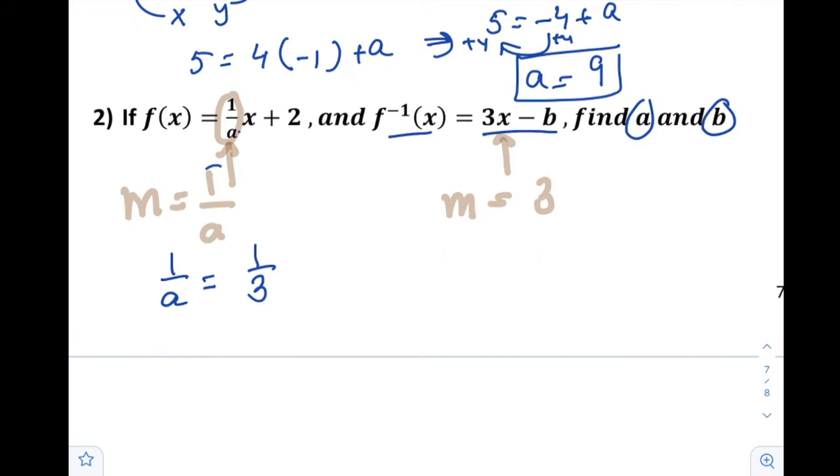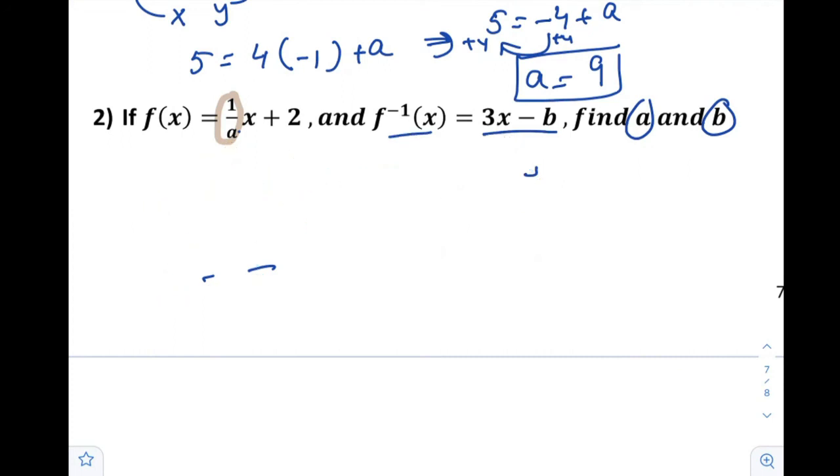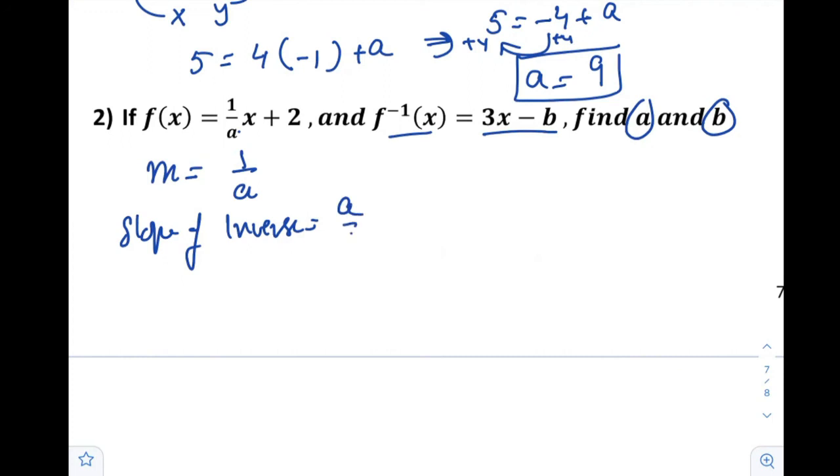Here the slope is 1 over a. For the inverse, it will be a over 1, right? You can do it this way. So my a over 1 is equal to 3. So my a is 3. Again, I will rewrite it in a better way. Let's do it in a good way now. The slope of the function is 1 over a. The slope of the inverse accordingly is the reciprocal, which is a over 1, which is a. That means the slope of the inverse here should equal 3. a is equal to 3, and this is done.